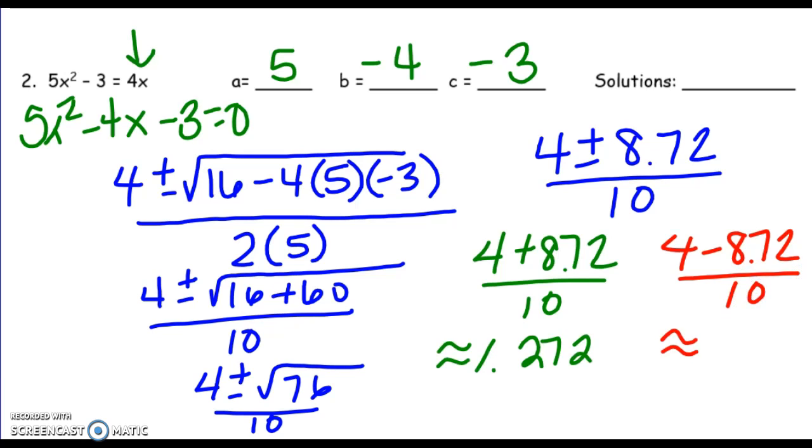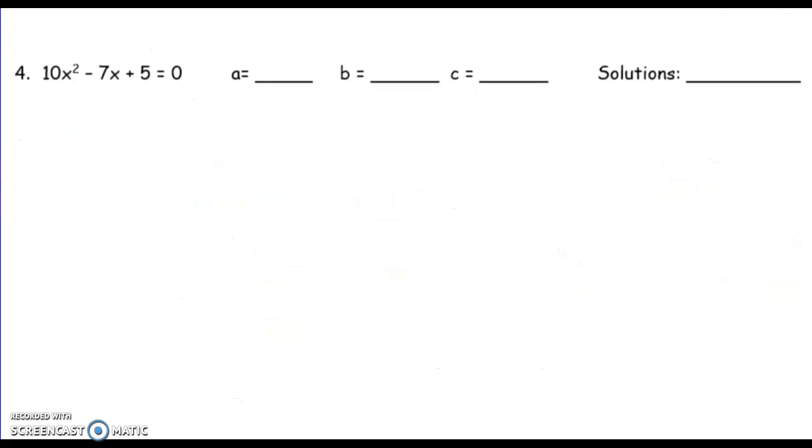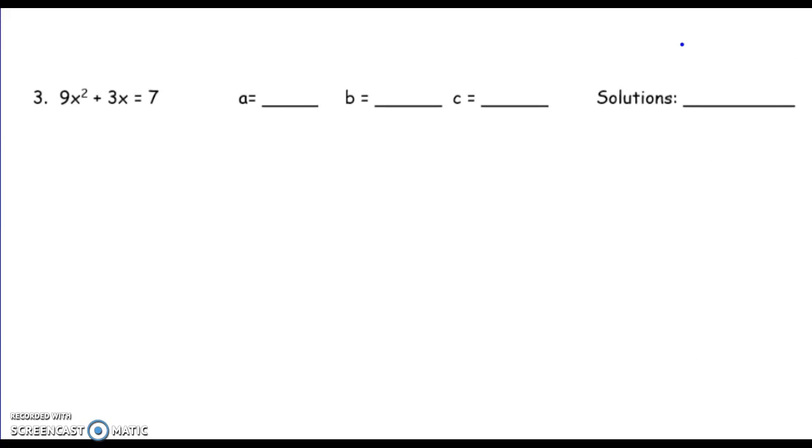Again, these are not going to be nice if I were to graph them because I have approximately 1.272 and approximately negative 0.472. So they are not nice to graph, but when I use the quadratic formula, they are awesome to work with.